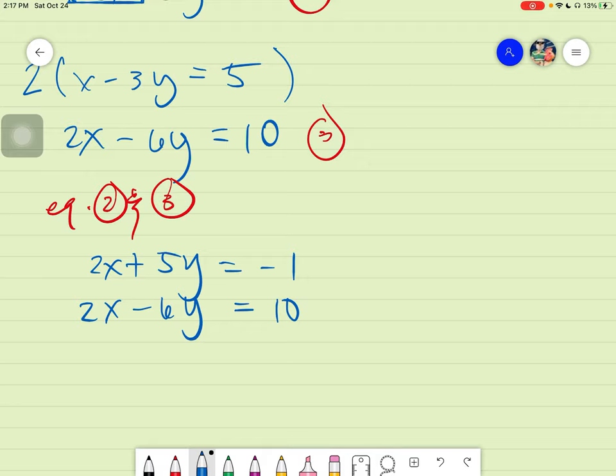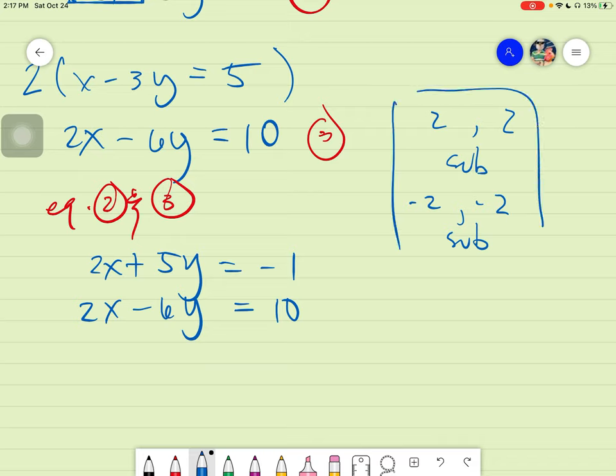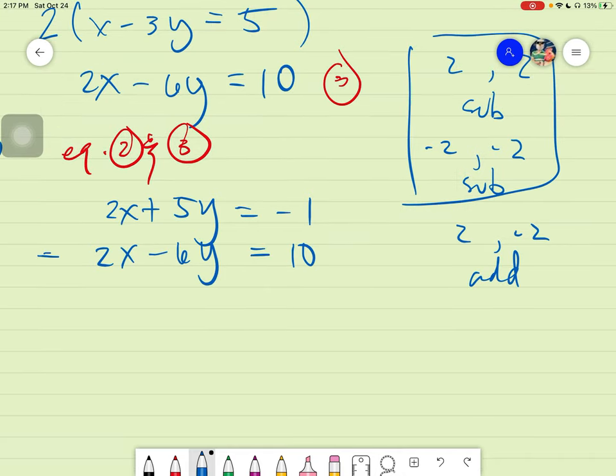Again, how do we do this? If it's the same number, no difference in the sign, we will subtract. Meaning it could also be negative 2 and negative 2, subtract still. But if it's a different sign, 2 and negative 2, then you will simply add. So this one, we subtract again. Going back to the rules of subtraction, you change the sign of the subtrahend, then proceed to addition. Canceled out.